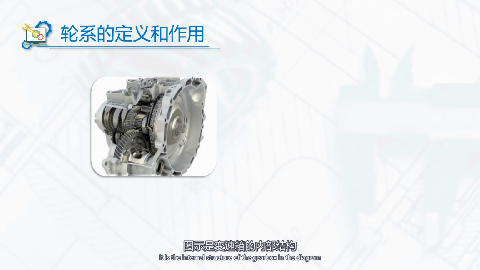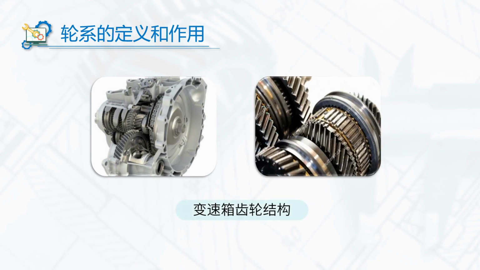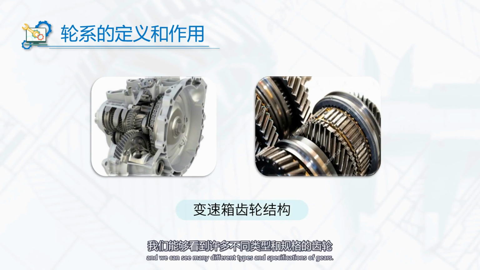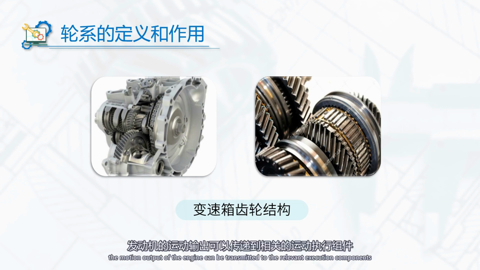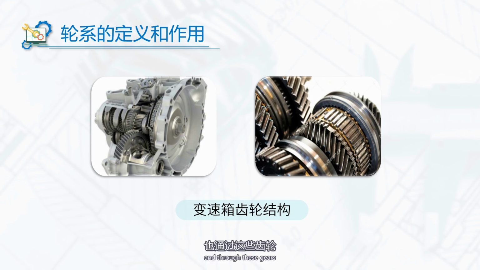It is the internal structure of the gearbox in the diagram, and we can see many different types and specifications of gears. Through these gears, the motion output of the engine can be transmitted to the relevant execution components, and through these gears, the car can adjust the direction and magnitude of velocity.